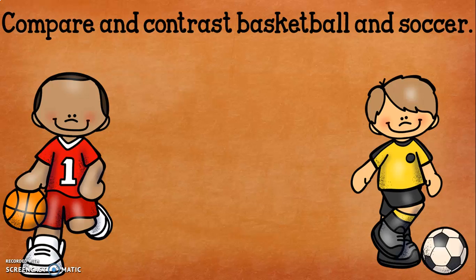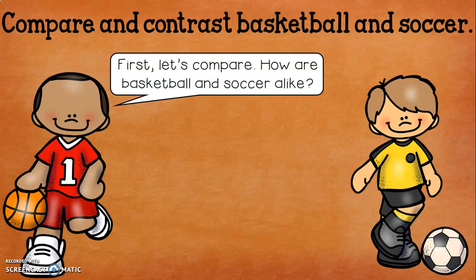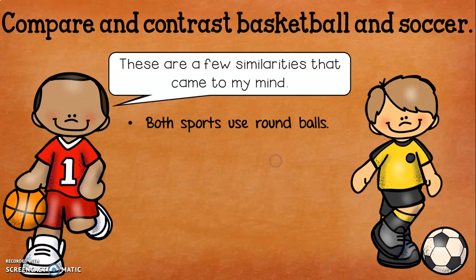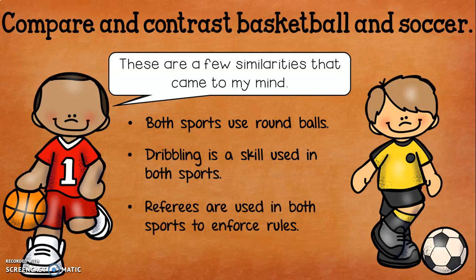Let's talk about basketball and soccer and compare and contrast those two sports. So first, let's try comparing. So how are basketball and soccer alike? A few similarities come to mind. Similarities is another way of saying how something is alike. Both sports use round balls. Dribbling is a skill that is used in both sports. Referees are used in both sports to enforce rules.